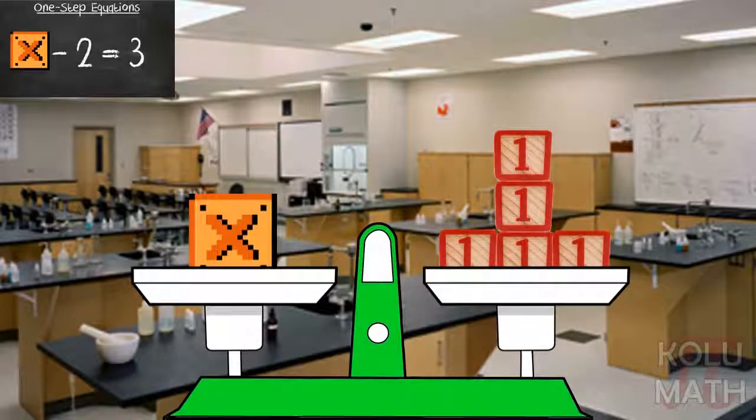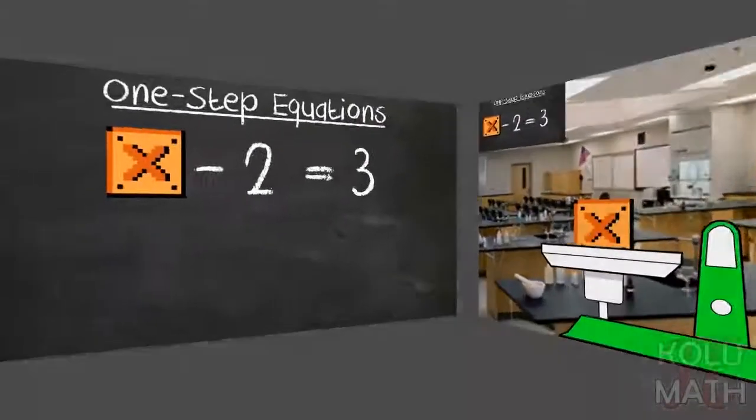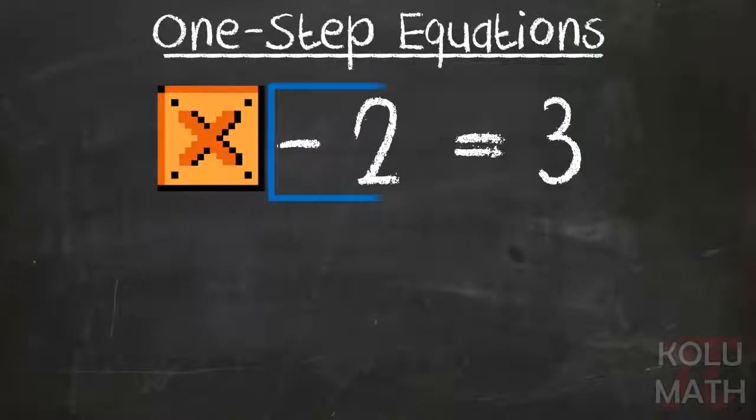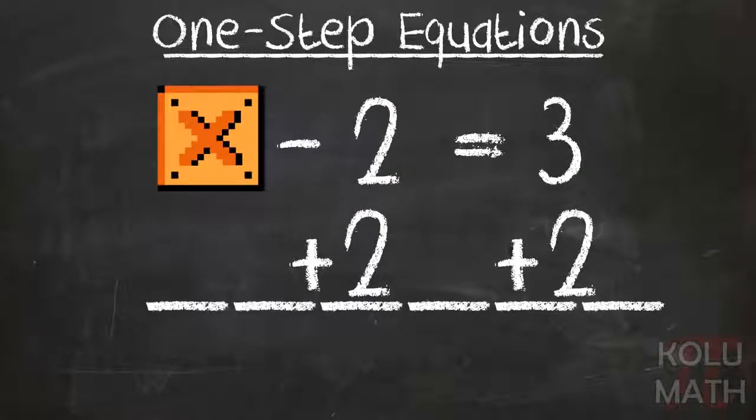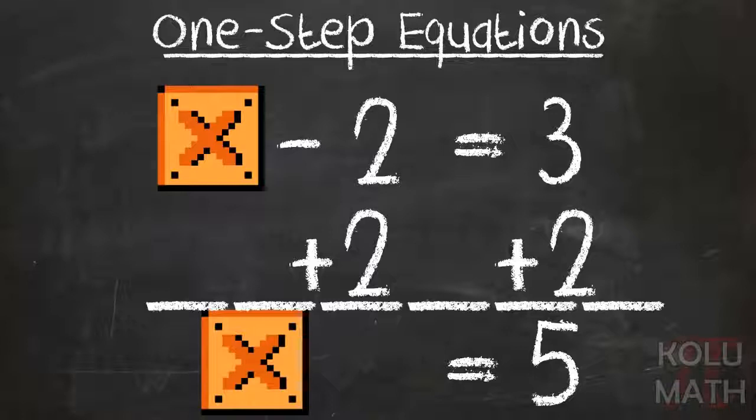X equals 5. All right, so if we go back to the math on the board here, the item to clear from the x side is the negative 2. And I can do that by adding 2 to cancel it out. So I have x equals 5.